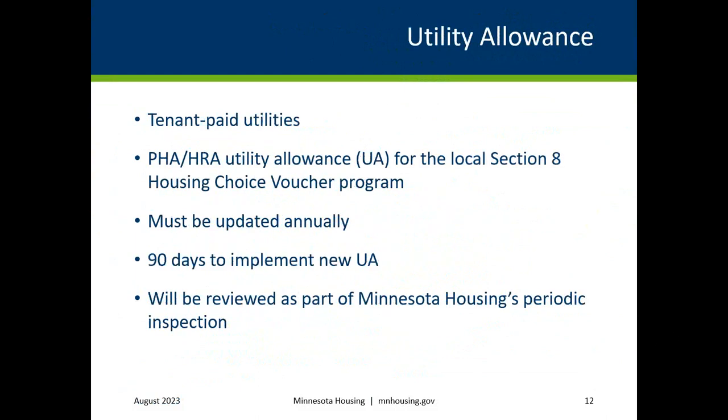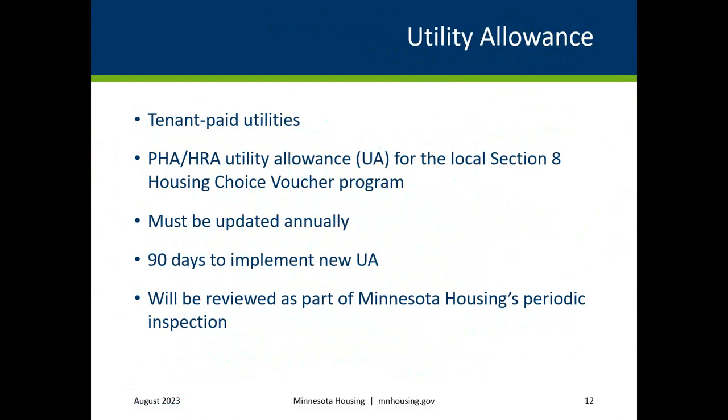Utilities are an essential housing cost. Therefore, gross rents must include an allowance for any tenant-paid utilities. If the owner pays all utilities, the utility allowance, referred to as the UA, is $0. However, if tenants are responsible for paying any utilities, the owner must obtain a schedule of UAs from the local Public Housing Authority, or PHA, or from the Local Housing and Redevelopment Authority, also known as an HRA, that administers Section 8 housing choice vouchers in the area the property is located.